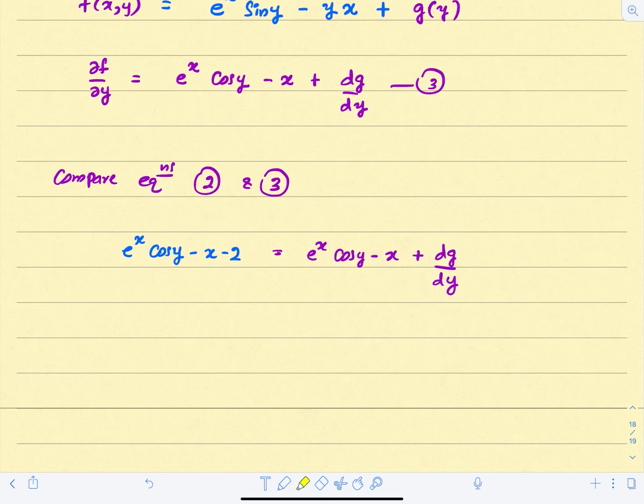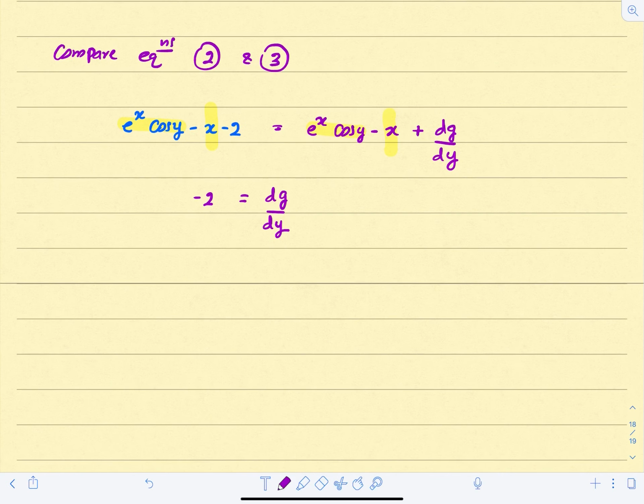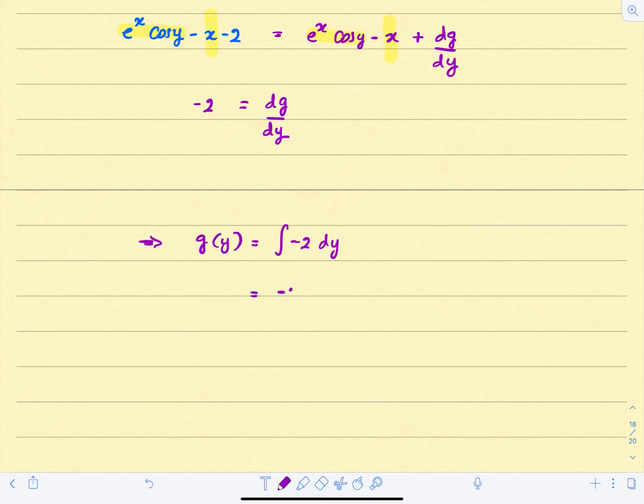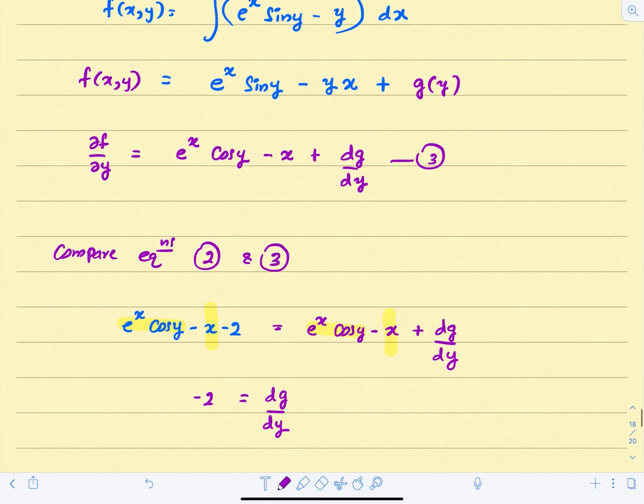Now clearly we can cancel these two terms, and then we can even cancel this one. We have the derivative of g with respect to the y variable equals −2. So to get g, we have to integrate both sides with respect to the y variable. If you integrate −2, you will get −2y plus some constant. Great. Now let's update our function f.